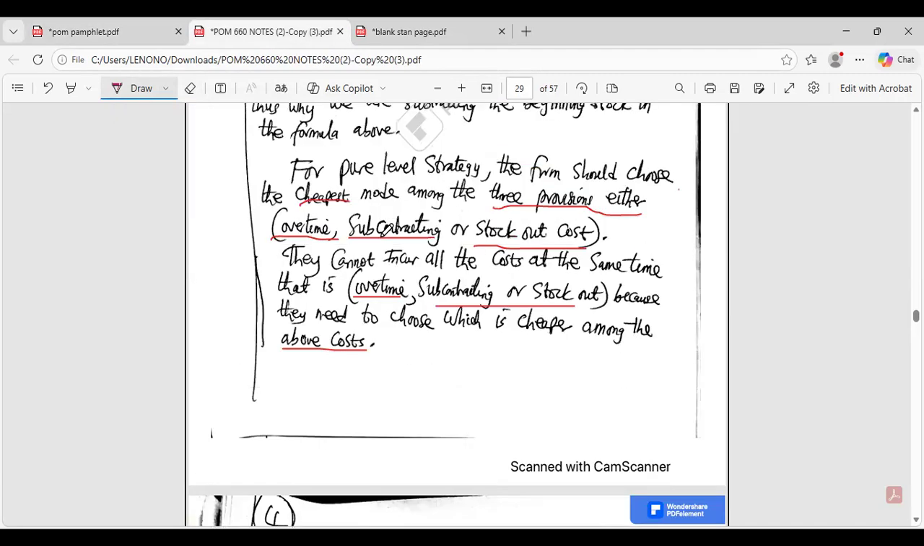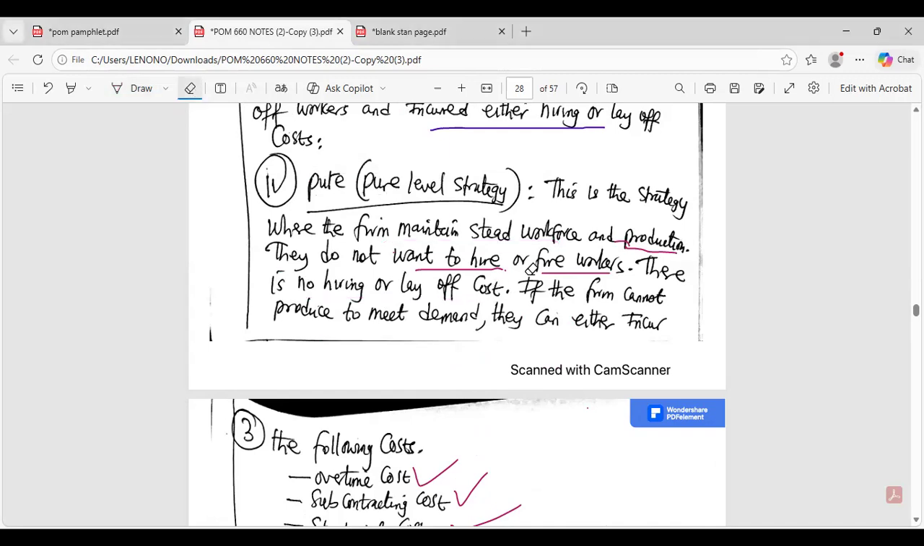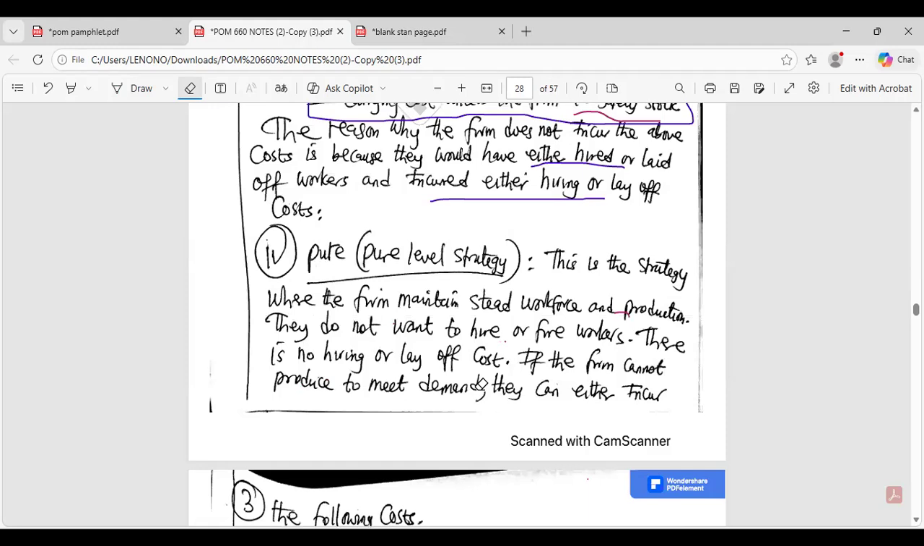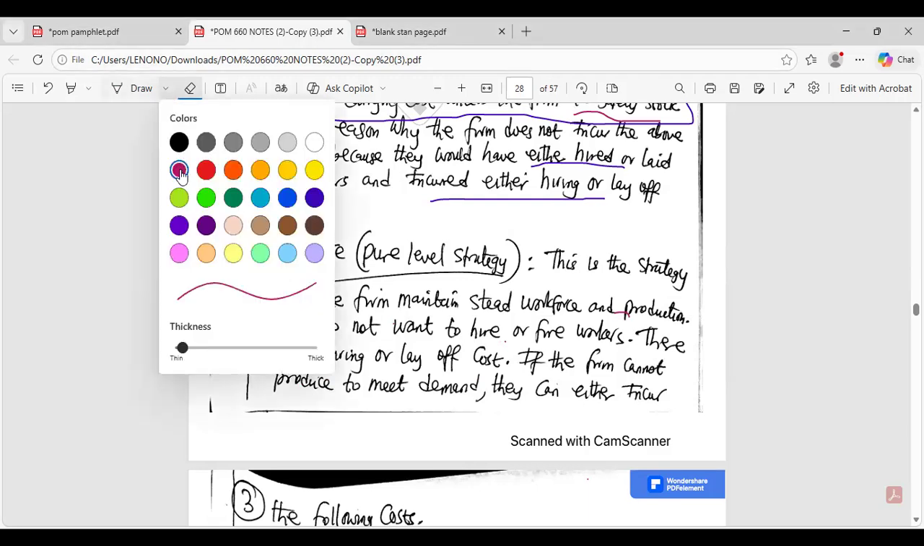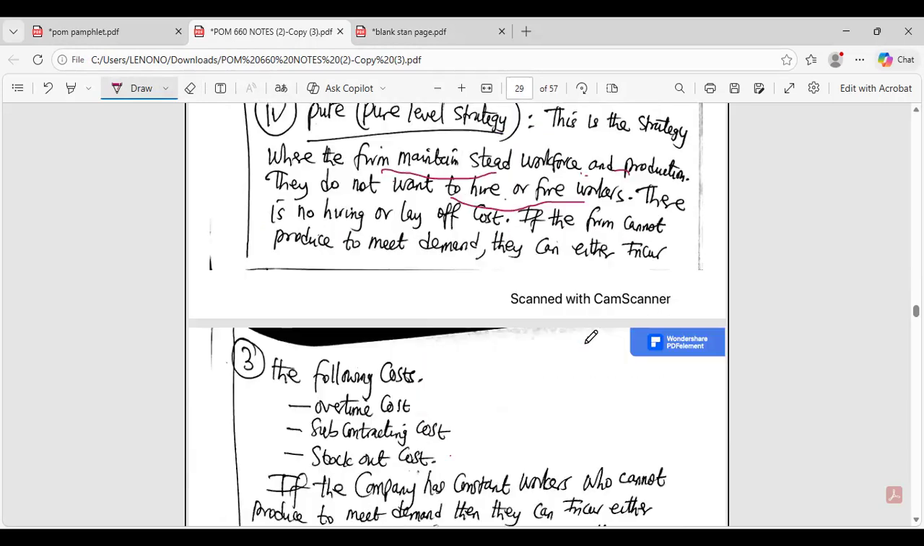Allow me to take you back a little bit. When we are talking about the level strategy, we simply say this is a strategy where we will maintain workforce and we will maintain production. So what does it mean? You don't want to vary workforce. You want to maintain workers so that they can have a plan. Under this strategy, you maintain a steady workforce and production. You don't want to hire or fire them.